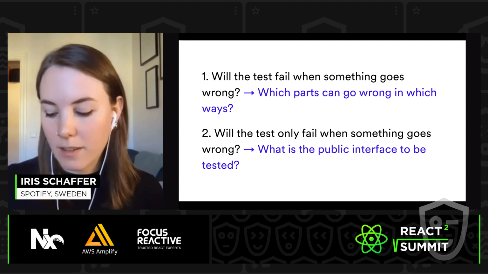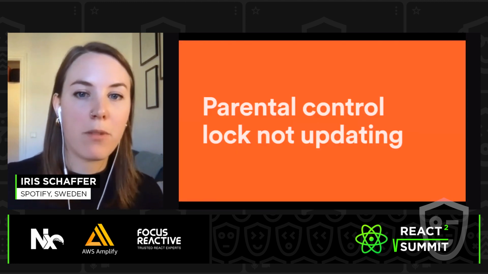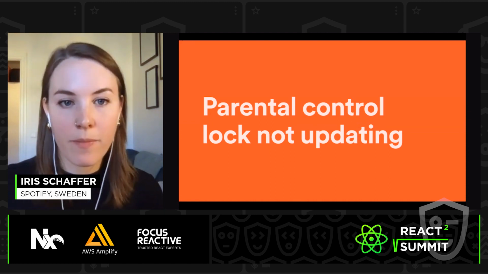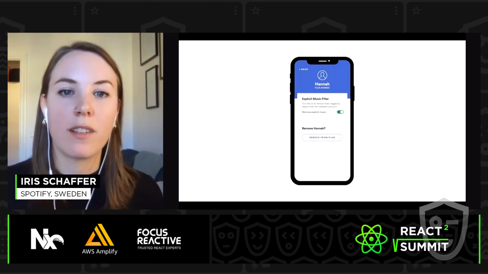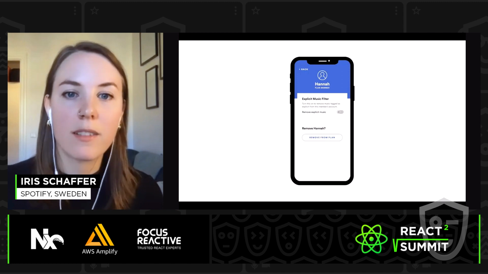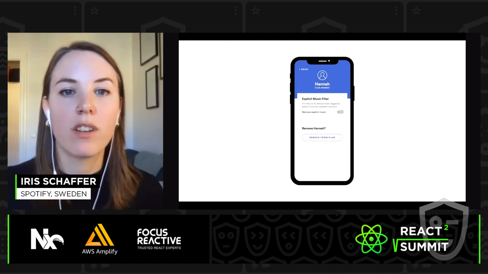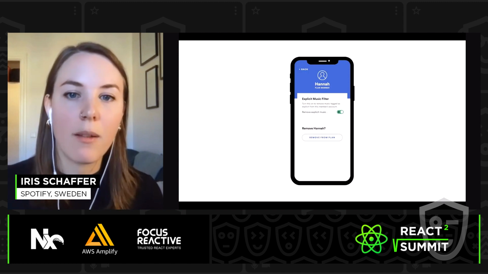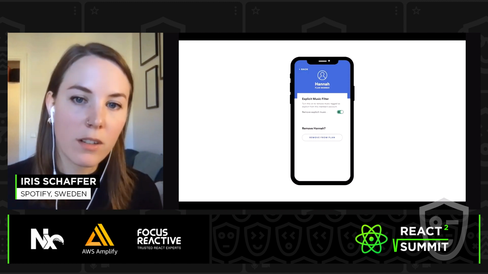And with that, let's look at the first bug, parental control lock not updating. Within our app, we have this explicit music filter where parents can allow or disallow explicit music for other people on the plan. Unfortunately, while developing this feature, this is what I was seeing.